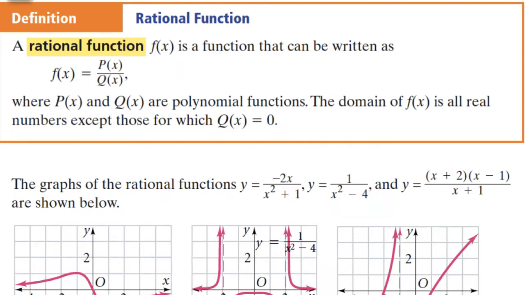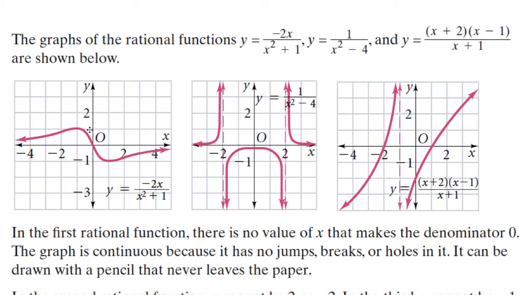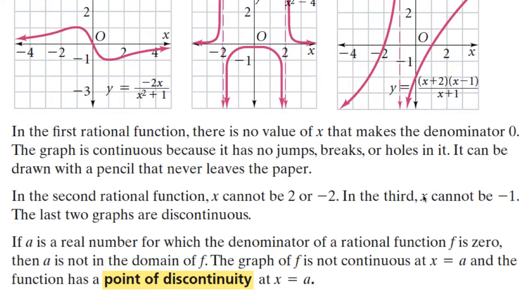A rational function is any function that can be written as a fraction. And more specifically, for it to be rational, with respect to this section, the denominator should be some sort of algebraic expression. Take a look at these examples. So this one is negative 2x over x squared plus 1, 1 over x squared minus 4, and then x plus 2 times x minus 1 all over x plus 1. You can read through the rest of this if you want.